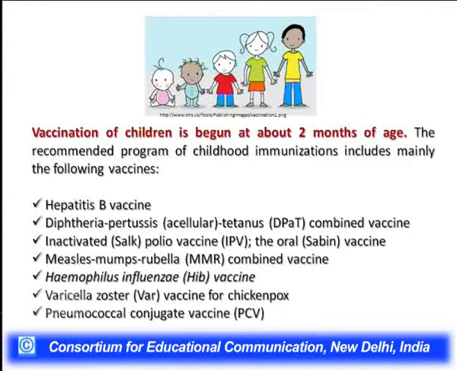Now, vaccinations in a child begin at about 2 months of age, and different vaccines are given at the various phases of their growth. The hepatitis B vaccine is given, then the DPT vaccine, which is diphtheria, pertussis and tetanus, then the polio vaccine, where inactivated Salk and oral Sabin vaccines are there. Then there is the MMR combined vaccine, which is measles, mumps and rubella. Then the hemophilus vaccines are given, and then the pneumococcal conjugate vaccines. So there are different vaccines given, and there is a chart which shows what exactly vaccine should be given to a developing child.